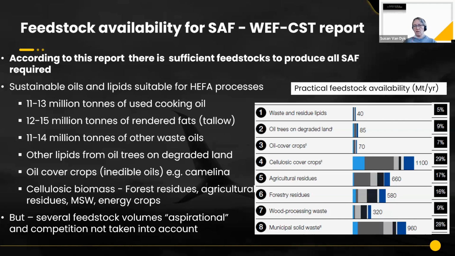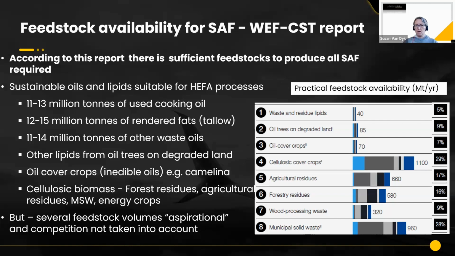So this report from the World Economic Forum, Clean Skies for Tomorrow, was really interesting. And they said that there was more than enough feedstock to produce the 500 billion liters or whatever. The problem was that they counted feedstocks that were not actually available. They counted potential rather than actual. Some of the assessments of feedstock have some value, but others not really.